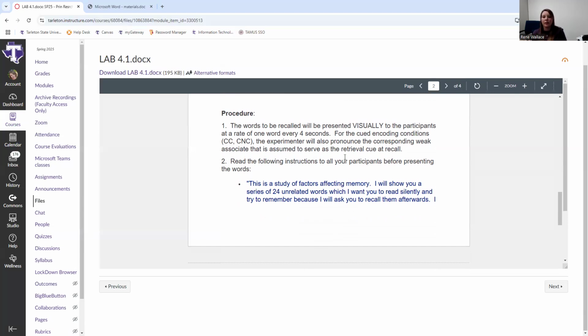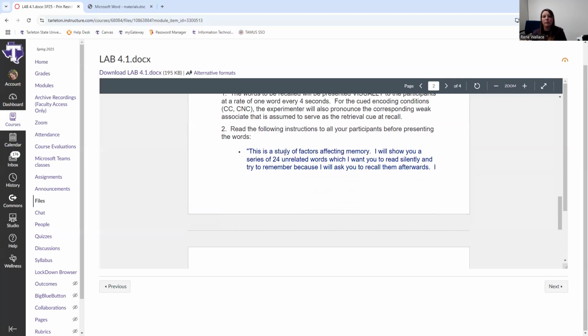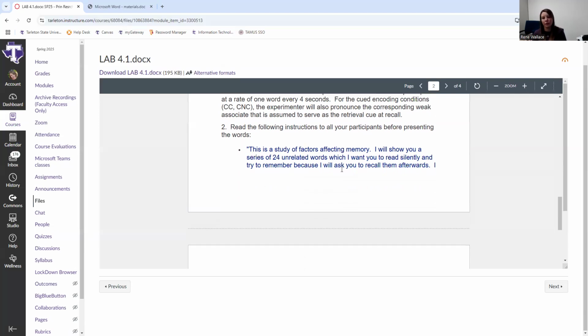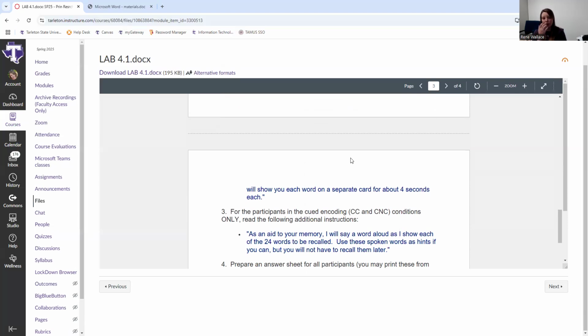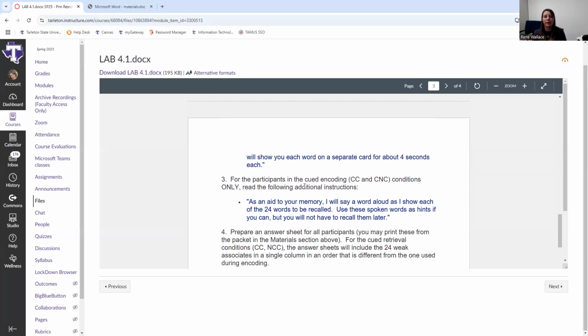And then you're going to read these instructions before you start. This is a study of factors affecting memory. I'll show you a series of 24 unrelated words, which I want you to read silently and try to remember because I'll ask you to recall them afterwards. I will show you each word on a separate card for about 4 seconds each. And you don't need to have a stopwatch going and make sure it's exactly 4 seconds. Just kind of count to yourself and then move on to the next card.